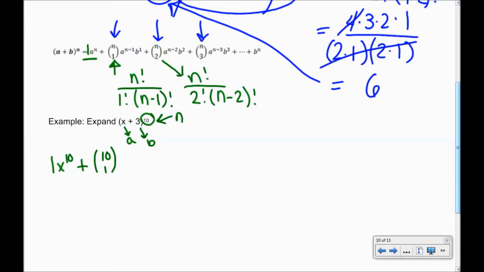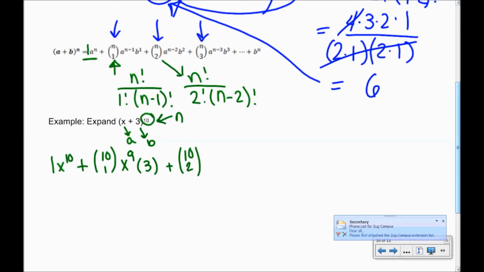We'll have x to the 9. We'll take 1 away from the power of x, and we'll add 1 to the power of 3. So 3 to the power of 1. So this will be 10 choose 2, x to the 8th. So we're taking 1 power away from x. We're adding a power to our 3.